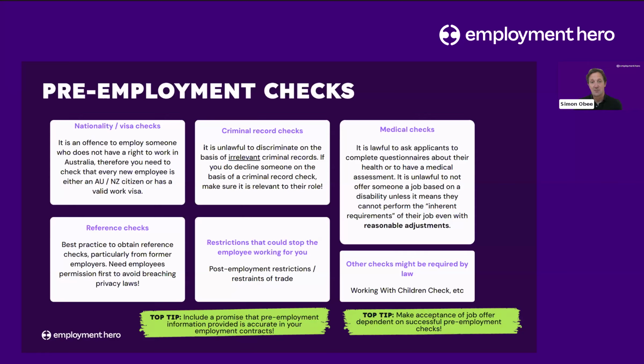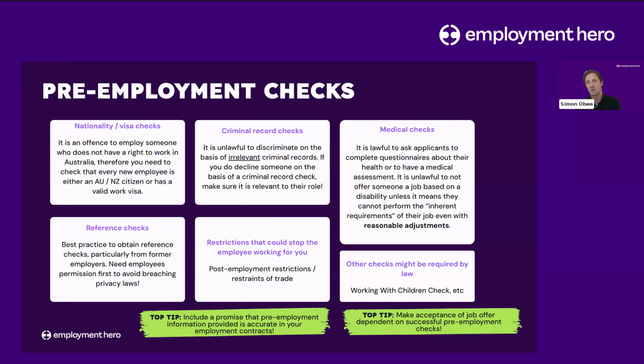Okay, restrictions that could stop the employee working for you, so post-employment restrictions or restraints of trade. This is something which you might want to think about, particularly for senior roles. In other words, is there anything in the incoming person's existing employment contract with their existing employer that is going to stop them working for you, particularly if they are joining you from a competitor? There might be a restraint of trade that they've agreed to in their employment contract, which would affect their ability to join you.